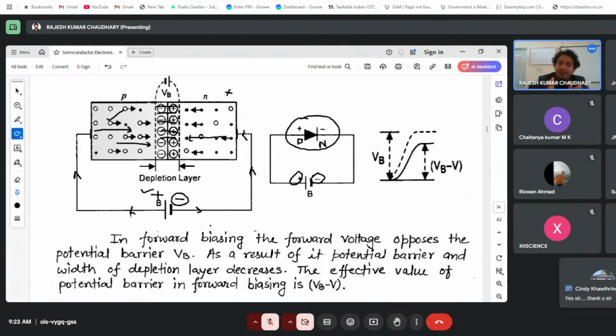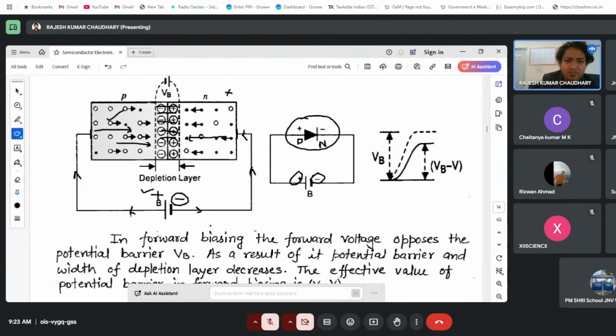We will have an induced electric field, which will resist electrons from moving from the n side to the p side. If electrons are trying to move from the n side to the p side, they must have some energy, and that energy we are trying to provide in forward bias.